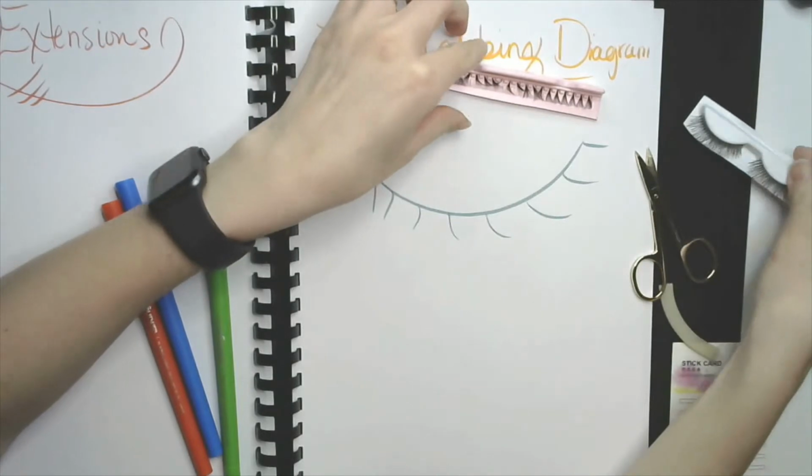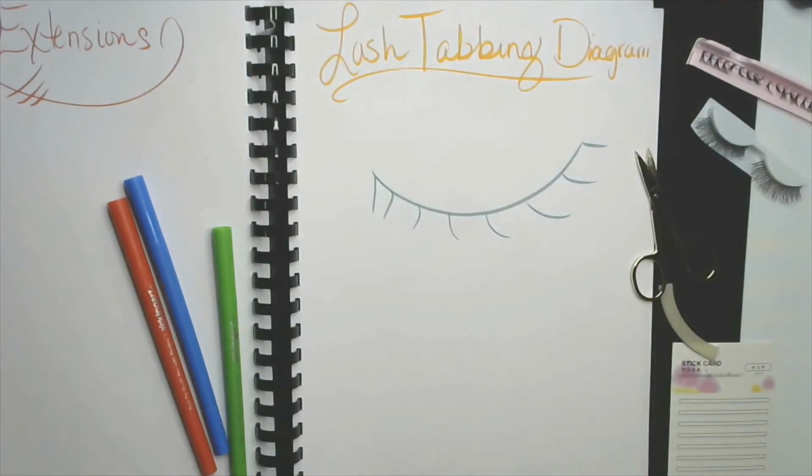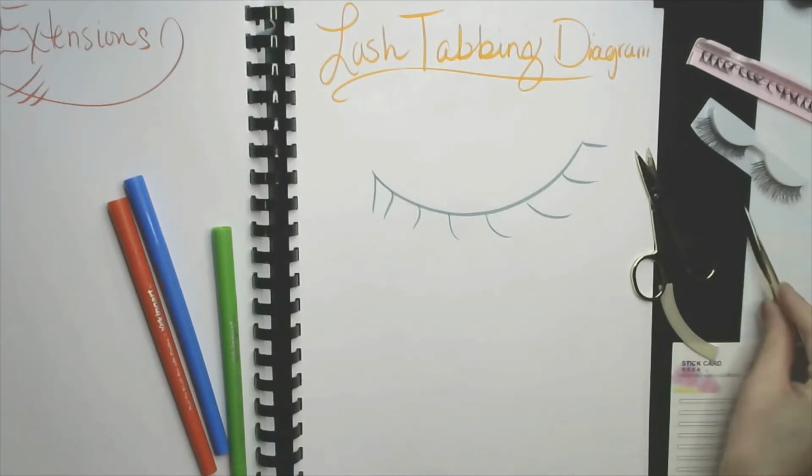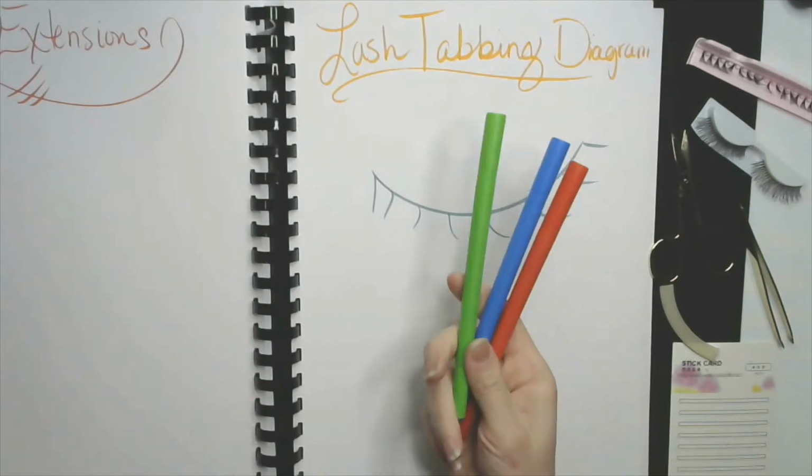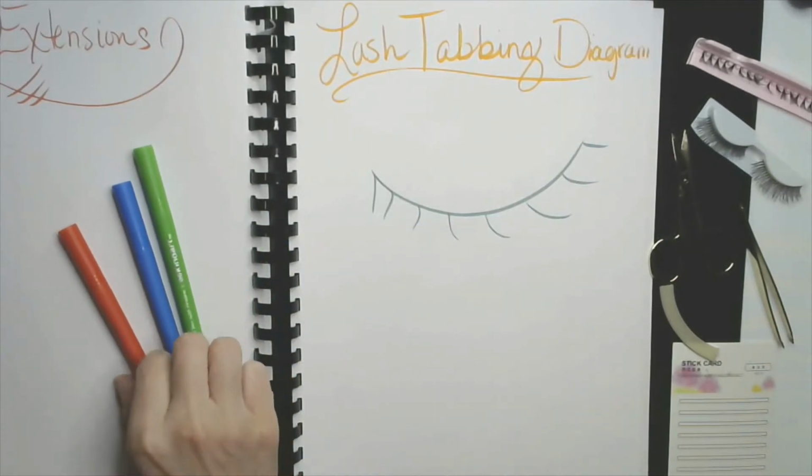So lash tabbing. Again, you can just use it to correct someone's natural lash, fill any gaps, or you can also use it to enhance. There are, like I said, various colors and various lengths to use. So we have here a natural lash. We're going to use 3 colors. We're going to work on our spacing.